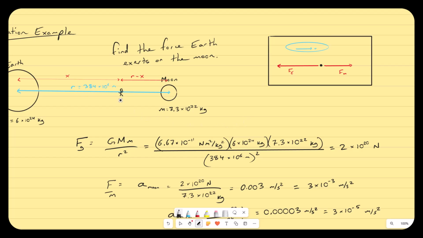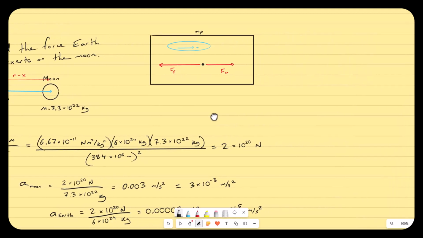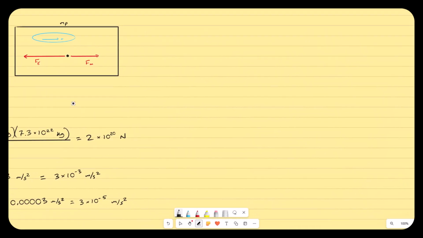My person can have a mass, if I want. It's going to cancel out, so call that mass of the person. Might as well include it for right now. What I have then, when I do my sum of forces equation, is force from the Moon to the right, minus force from the Earth to the left, equals mass of the person times acceleration. If I'm looking for that equilibrium point, that's going to be 0.